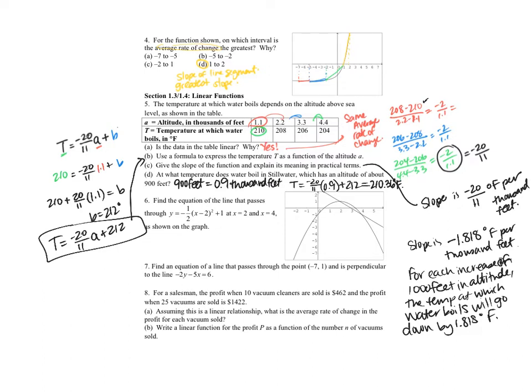So that's the answer there to D. On number 6, I want to find the equation of the line that passes through those points shown on the graph. So at x equals 2 and x equals 4, I'm given some x values. I need to compute the y values that go with that. And so what I can do to find the y value that goes with the x value 2 is I can plug it into the equation there.